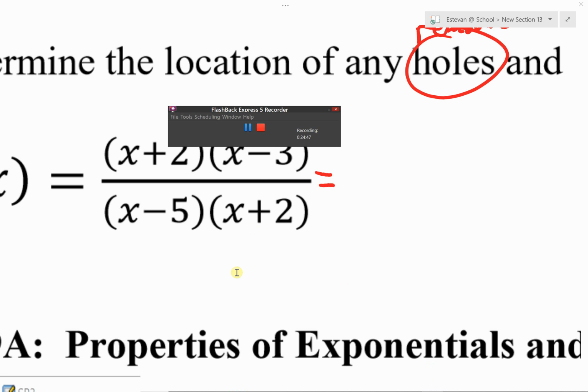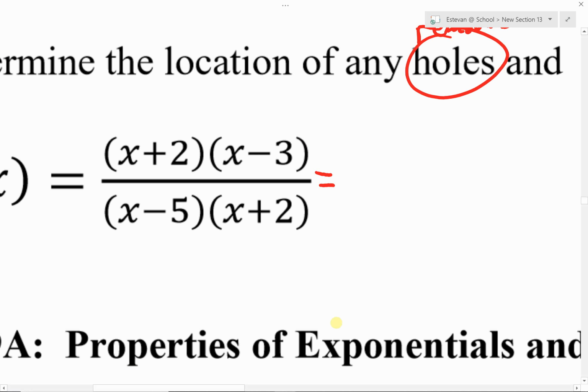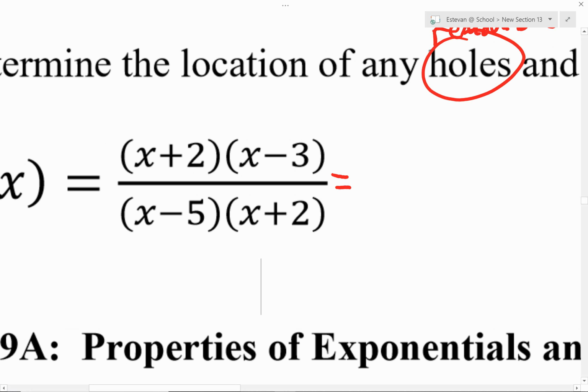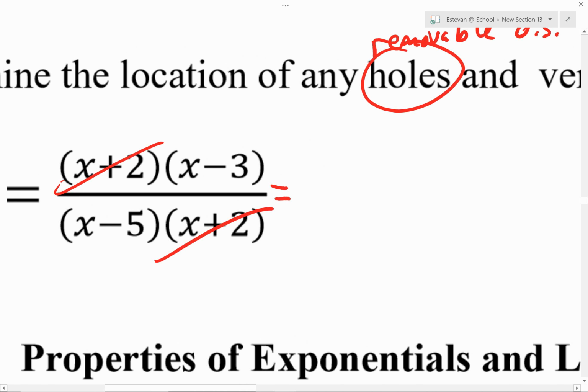Oh, okay then, my bad. Sorry about that. We are back. So we left off with what could be taken out. Well, the x plus 2's could be taken out. Since it was taken out, that makes it a removable discontinuity. So x plus 2 equals 0, solve for x, so x is equal to negative 2. So this becomes the removable discontinuity.